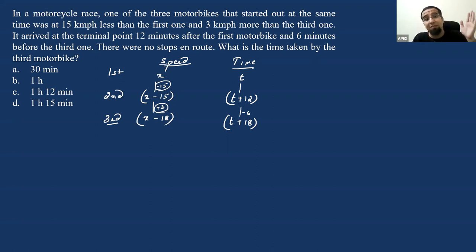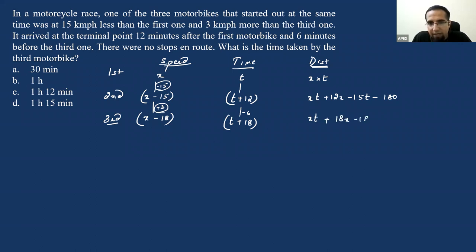And we know that all of them started at the same time and reached the terminal point also, which means, can I say the distance covered is the same? So distance covered in this case becomes xt. Distance covered in this case becomes xt plus 12x minus 15t minus 180. And in this case it becomes xt plus 18x minus 18t minus 324.